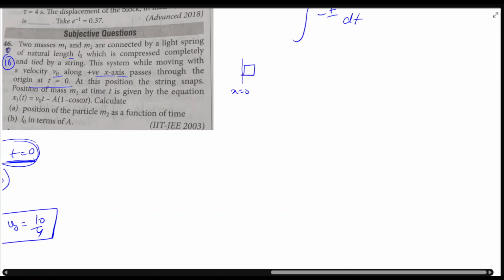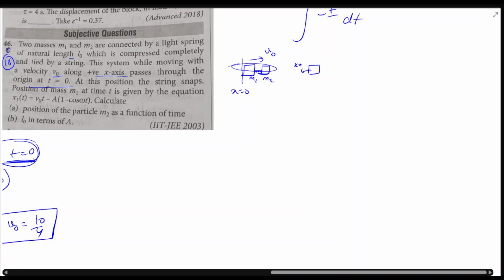These are the two blocks which are compressed completely, right? And they are tied with a string. They are tied like this, and they have a velocity initially v naught. So this is m1, this is m2. Then what happens at t equal to 0? This string is cut.